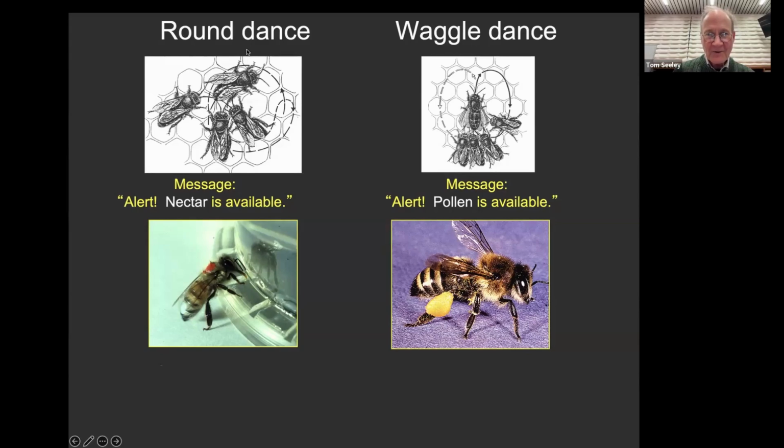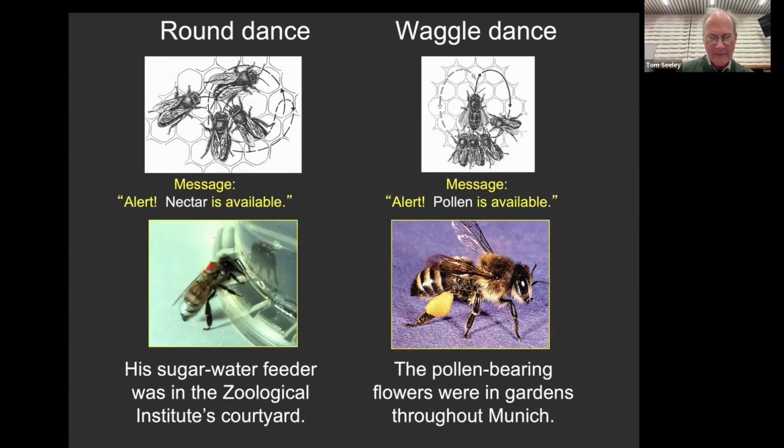So he initially thought round dance meant nectar is available. Waggle dance was just a signal that pollen's available, and whenever, bees should go out of the hive and go search for the nectar and the pollen that's available.